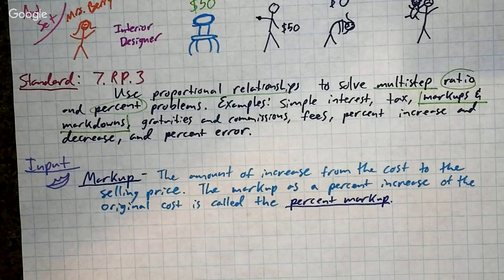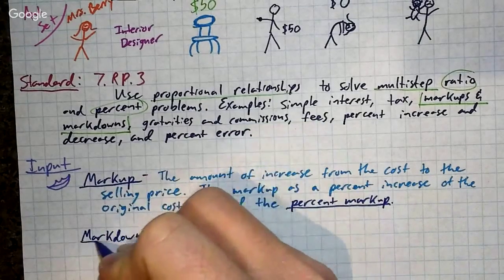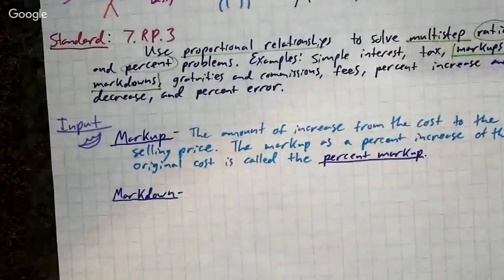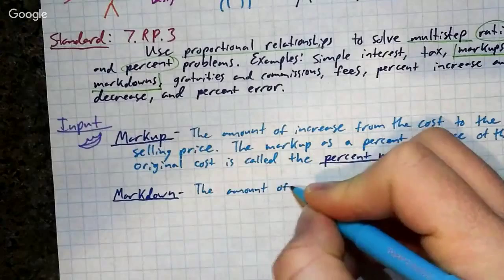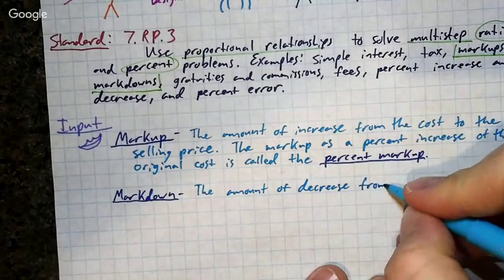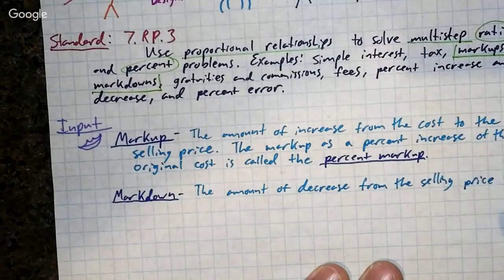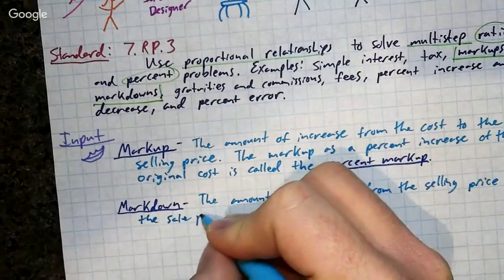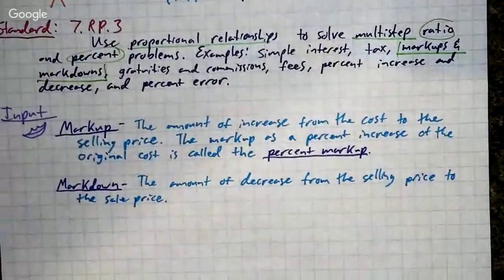The second language of the discipline, surprise, surprise, is going to be markdown. Everybody loves when you see markdowns. So the markdown is the amount of decrease from the selling price to the sale price. We all love the sales. If you see a sale happening, you're very happy to go into that store.